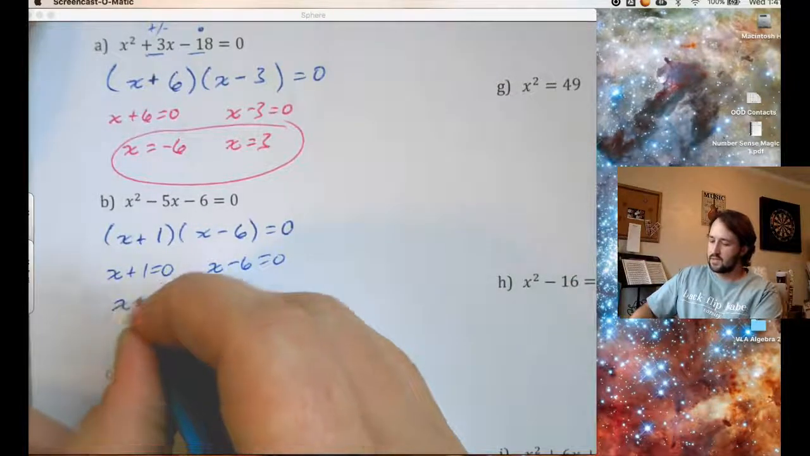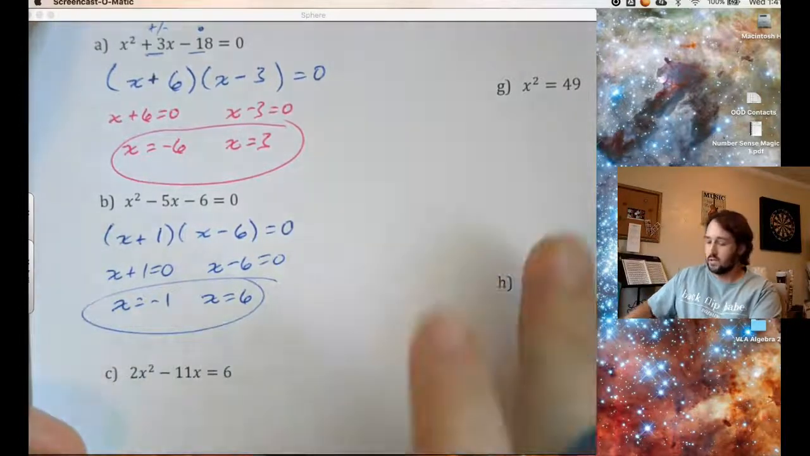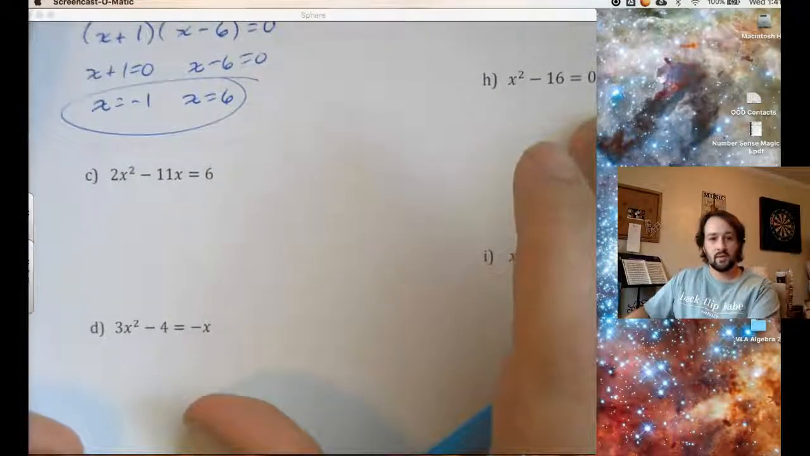So that I have x equals -1 and x equals 6. Those are both my solutions. Moving on. 2x squared minus 11x equals 6.